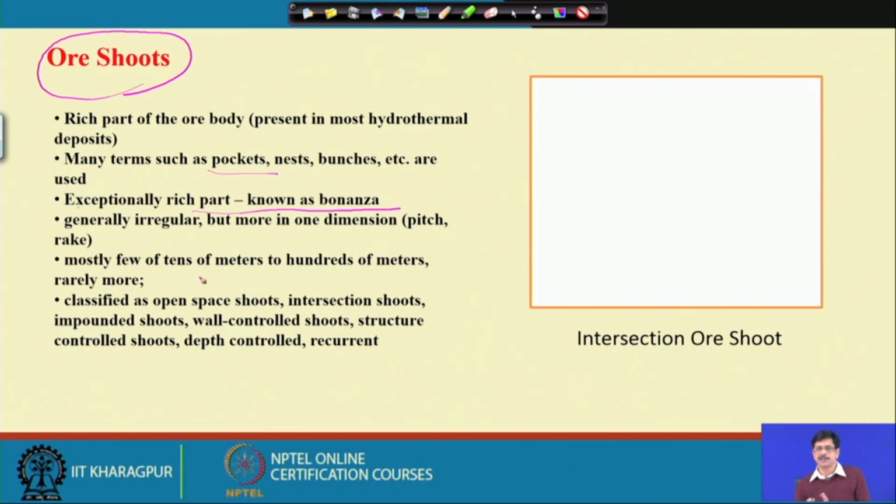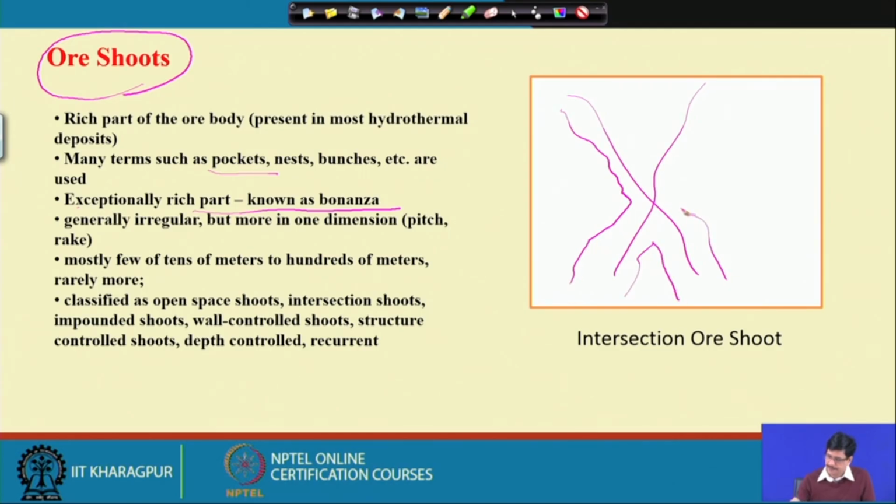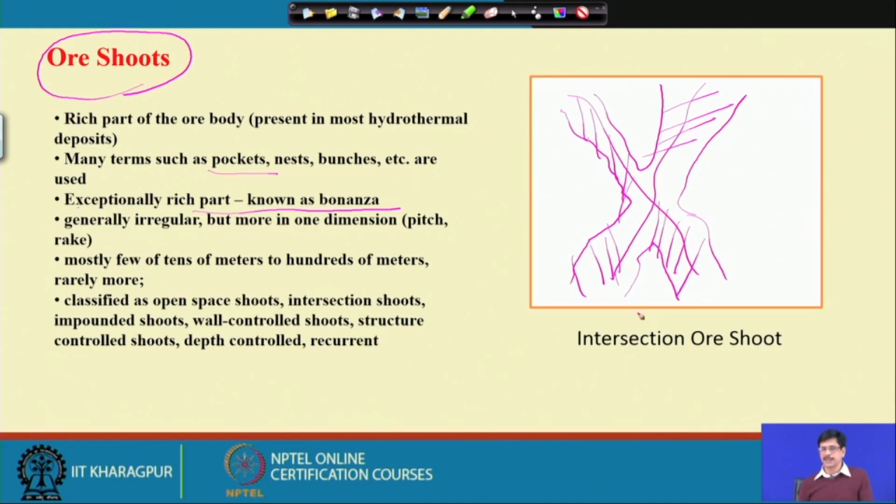At the intersection of the bedding with any fracture, where a fissure has been created because of solution activity, an ore body would form which will be elongated more in one dimension, mostly a few tens of meters. For example, if we have some kind of intersecting fissures, then the ore shoots would form something like this, so that will be an example of an intersection ore shoot.